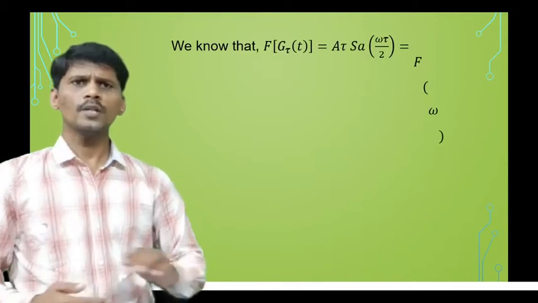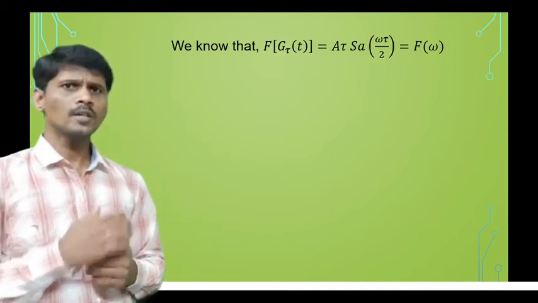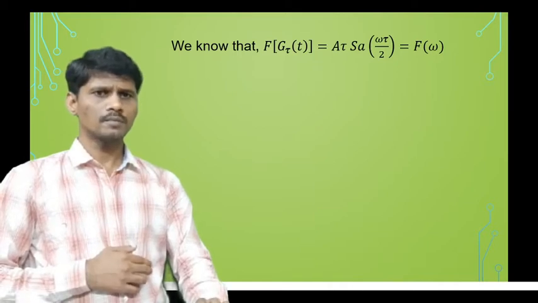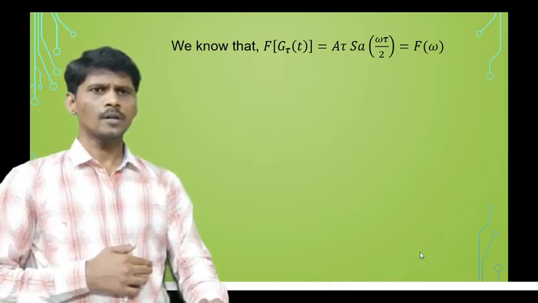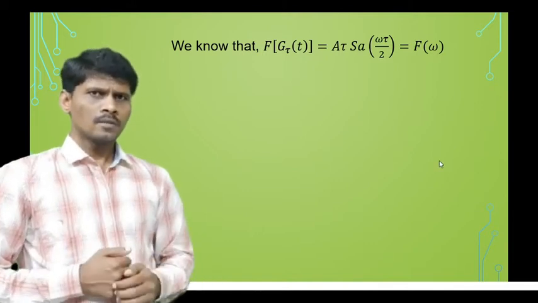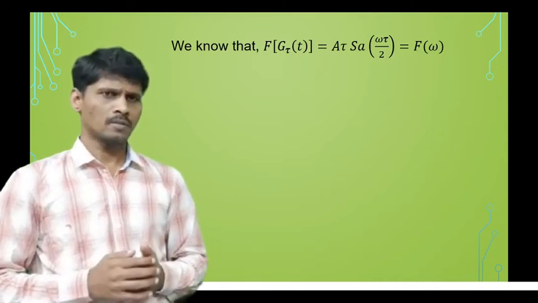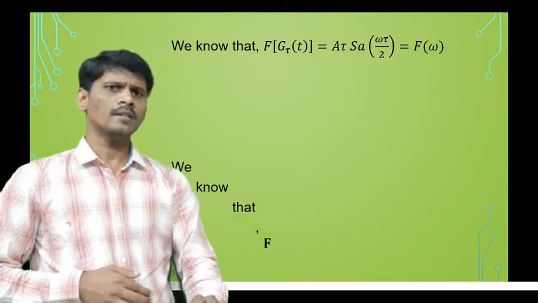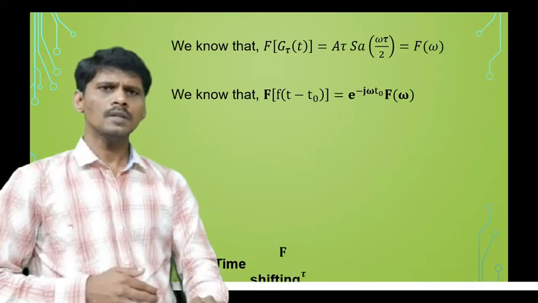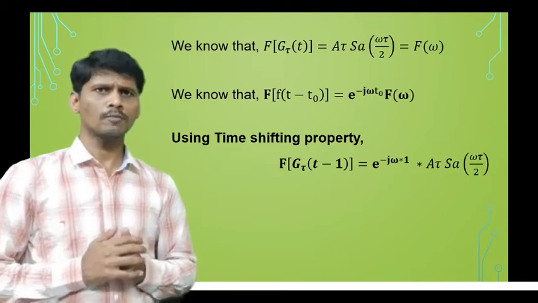Now taking the Fourier transform on both sides. What is the Fourier transform of the gate function? The Fourier transform of the gate function is A tau sinc of omega tau by 2. The Fourier transform of the gate function was already calculated and explained in previous classes. So in the given equation, taking the Fourier transform on both sides, the Fourier transform of the LHS term is equal to the Fourier transform of the RHS term.